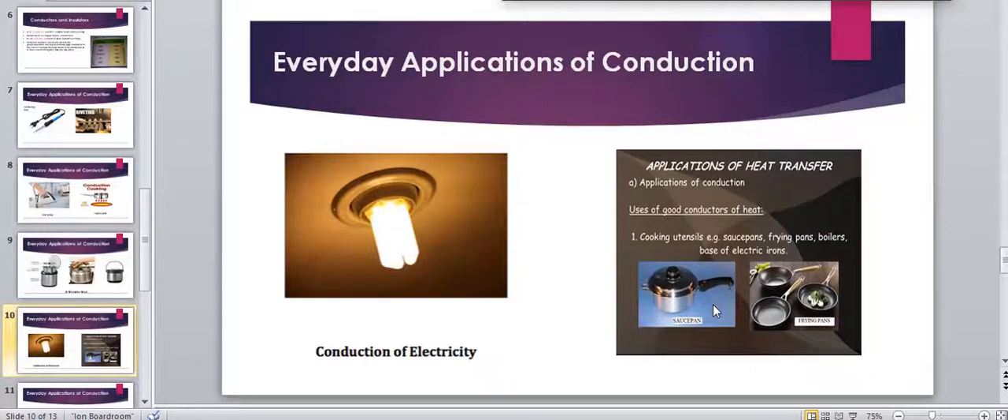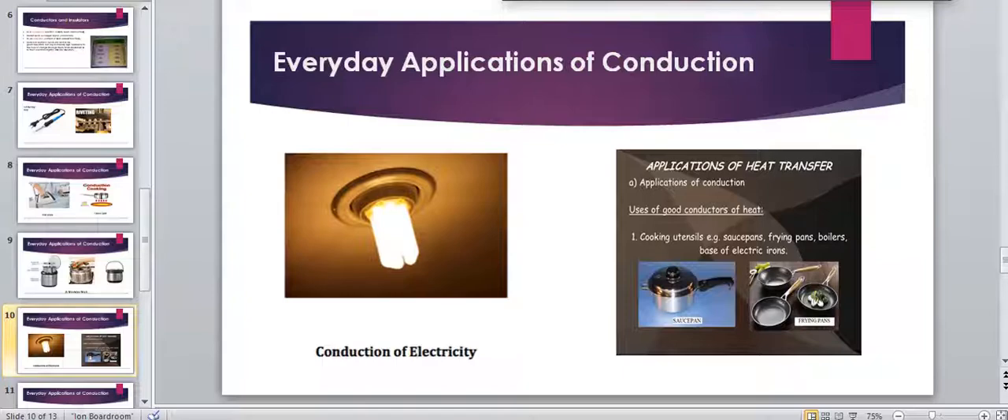Another application of conduction is these cooking utensils, for example saucepans, frying pans, boilers, etc. And another application of conduction is in this electric bulb or energy saver. When you switch on the bulb, the current or the electrons start to move in the bulb, making the whole bulb glow, as well as making it hot.